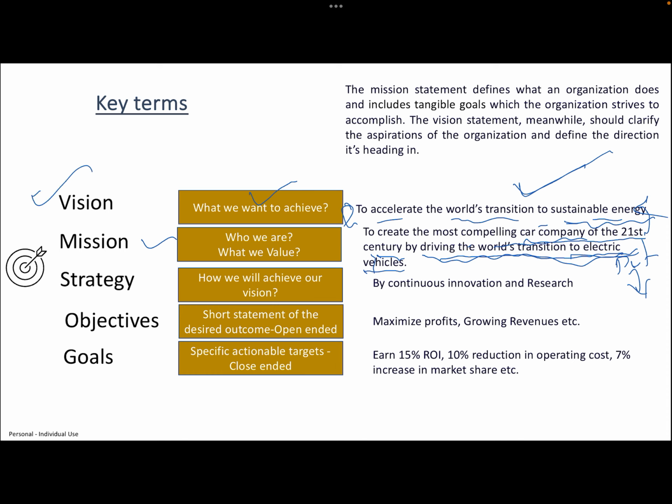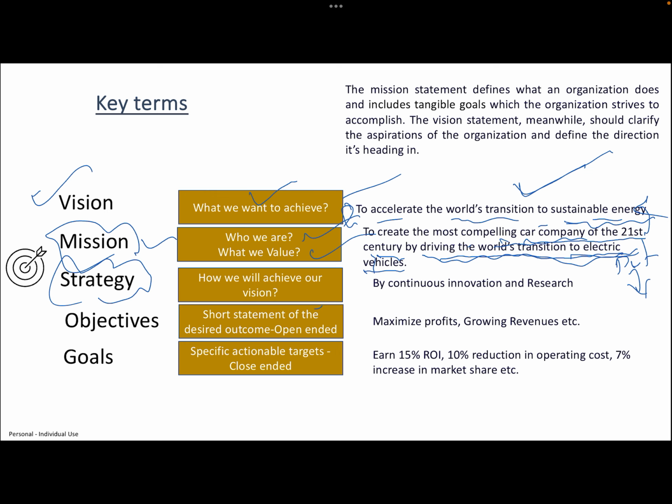So vision is all about what we want to achieve. Mission is all about who we are and what we value. The mission statement says that Tesla is a car company. But your vision statement is not saying that you are an automobile or electric car manufacturer. The mission statement is clearly saying who we are and what we value. What is strategy? Strategy is all about how we are going to achieve my vision and mission.